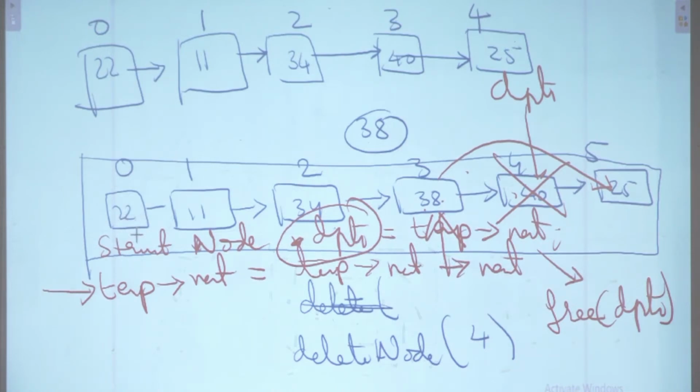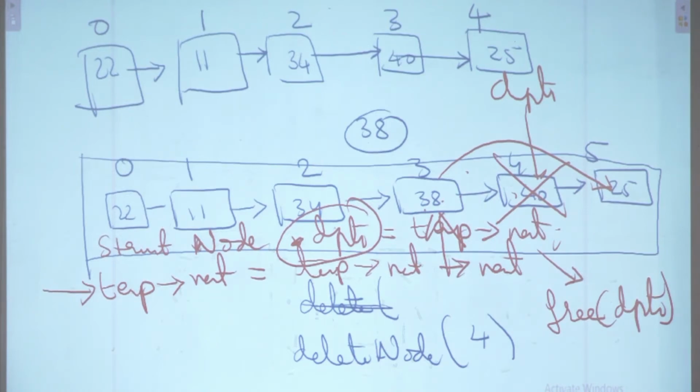Now this is okay if I am deleting a node whose pos is not 0. What will I have to do if its pos is 0? I want to get rid of the node whose pos is 0. That I should handle separately.